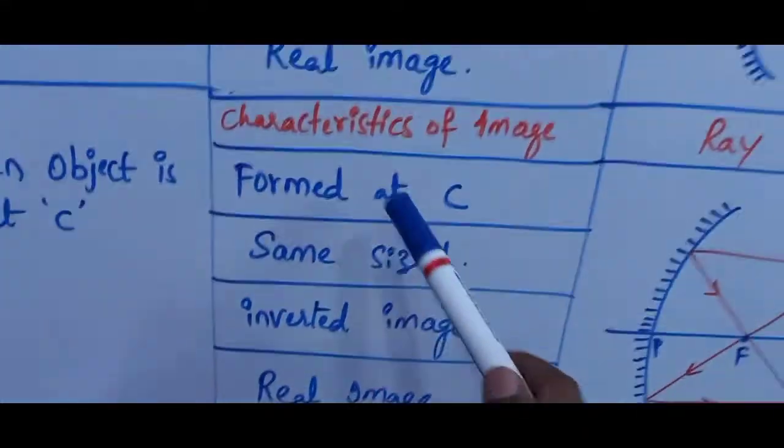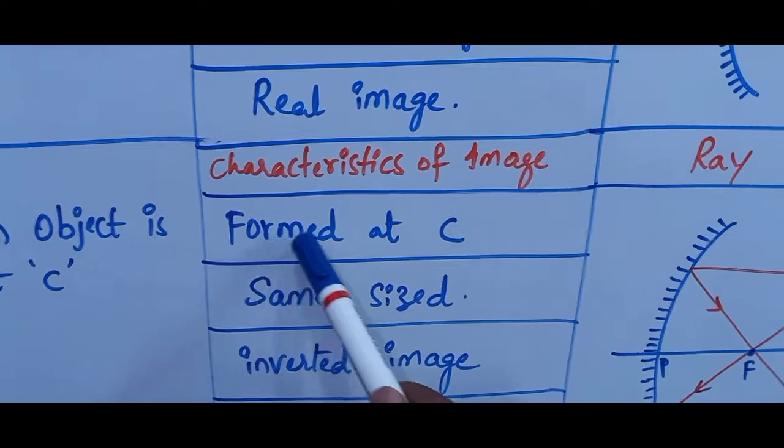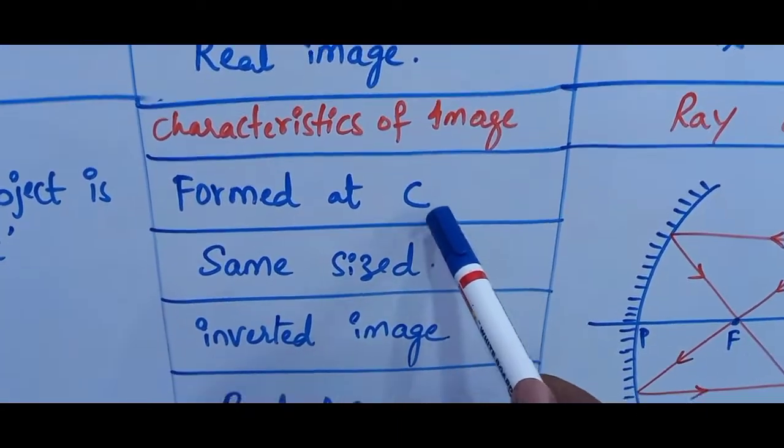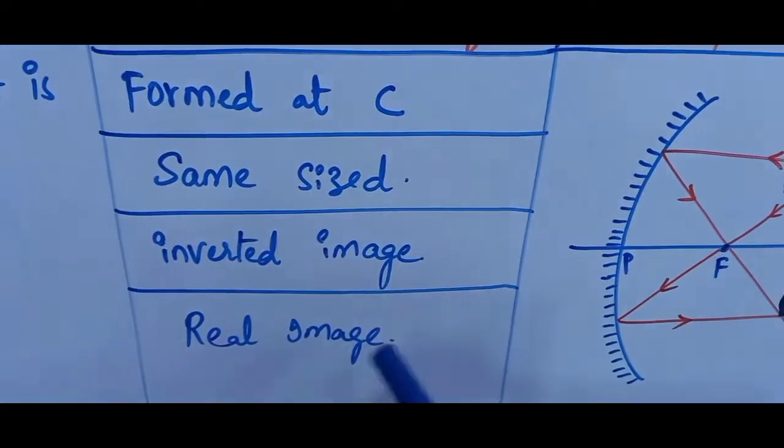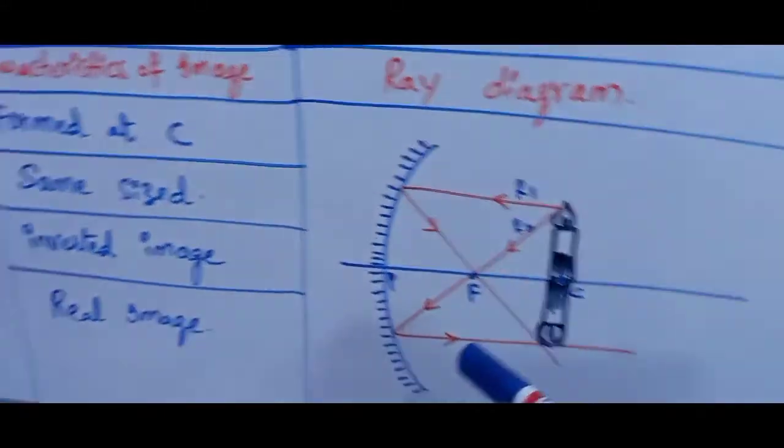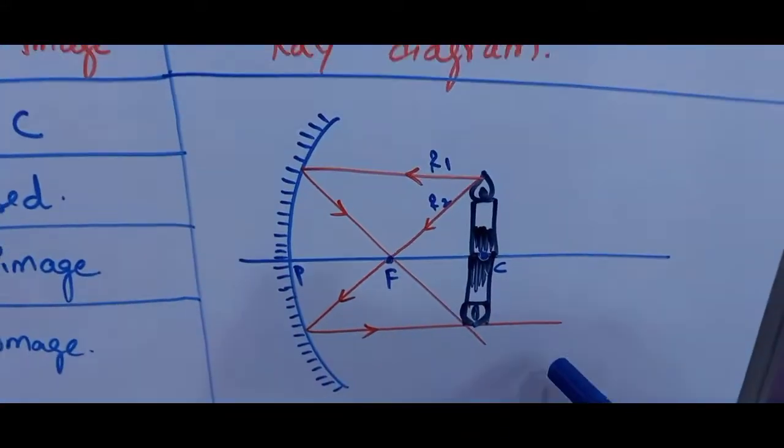According to the experimental results, the image is going to be formed at C. The image is also going to be formed at C. The image is the same size, inverted, and real. See this diagram, we will verify whether these observations are correct or not.